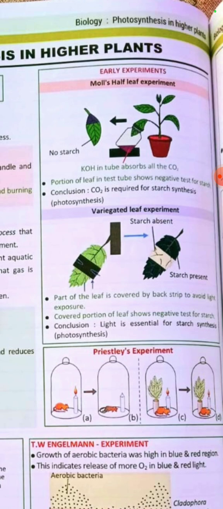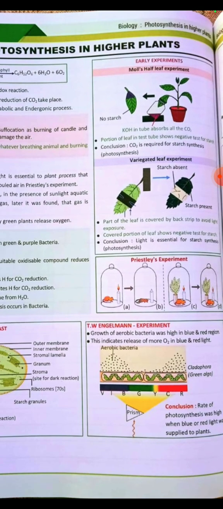And next, variegated leaf experiment. Part of the leaf is covered with a black strip to avoid light exposure, and the covered portion of the leaf shows a negative test for starch. Conclusion: light is essential for starch synthesis, which is photosynthesis.